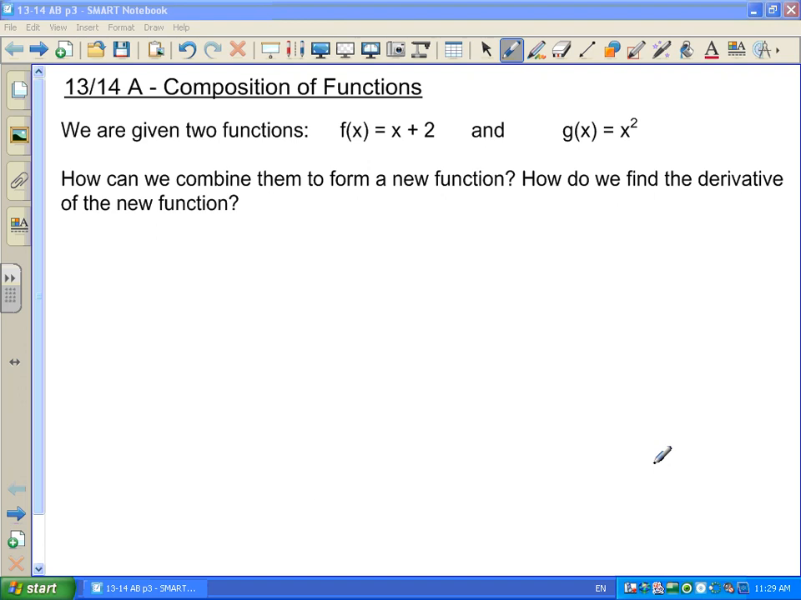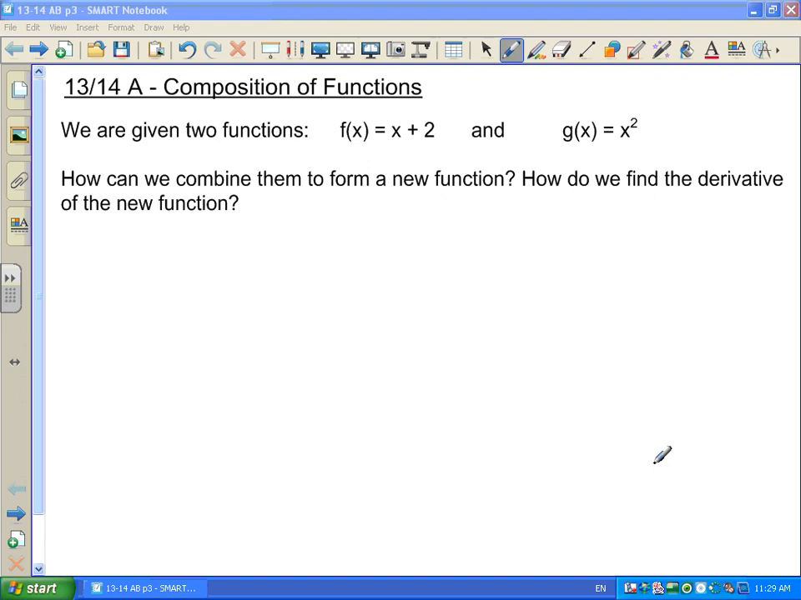And to sort of motivate this, let's just consider some examples here. We're given two functions. We got f at x, which is x plus 2, and g at x equals x squared. And the question we're asking is, how can we combine these two functions to form a new function? And then once we've done that, how do we find the derivative of this new function?